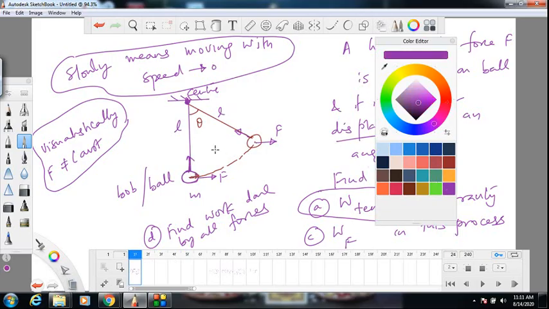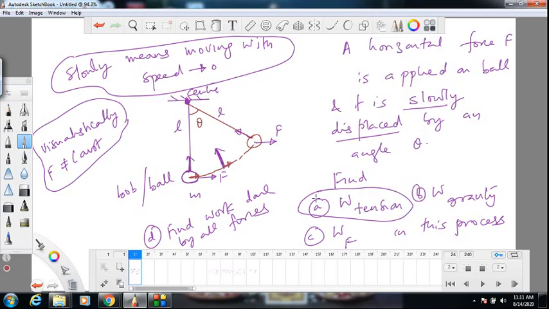Suppose you take this position. Force is towards the center and displacement is perpendicular to that. You must take a small displacement. Why can't you take a big displacement? Because the force is changing direction. If you take a big displacement, which direction will you take for the force? That's why you have to calculate work done piece by piece.